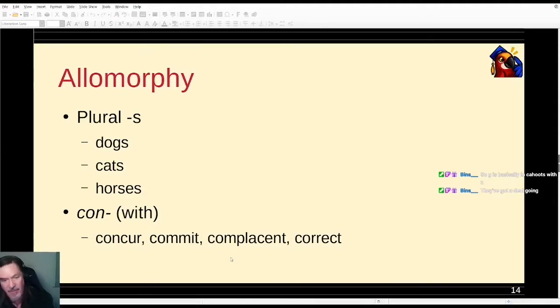And that's exactly right. The G is in cahoots with Z. So what we have is three forms of this plural pronoun. The question is, are they three different morphemes? And the answer is no.